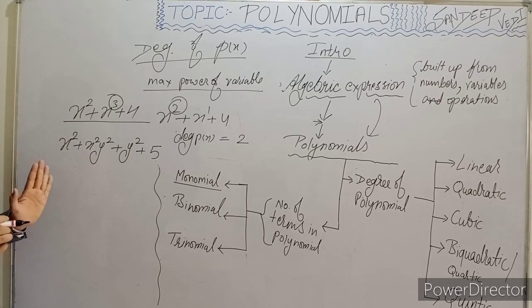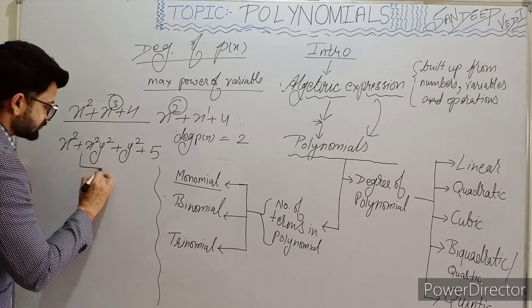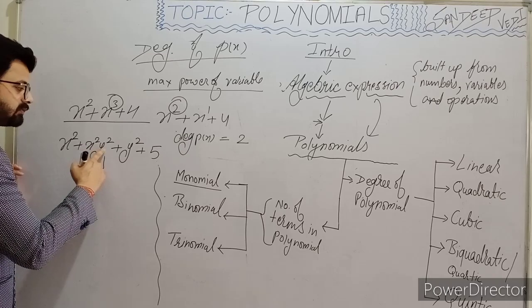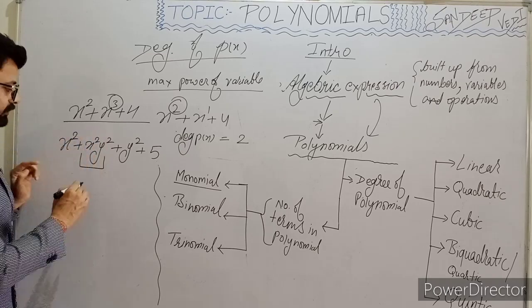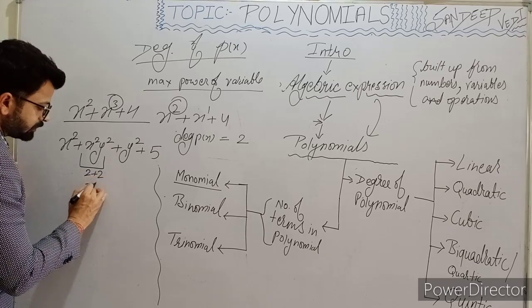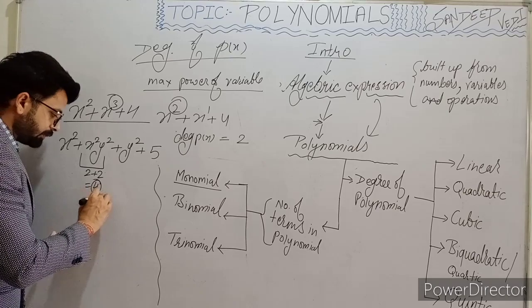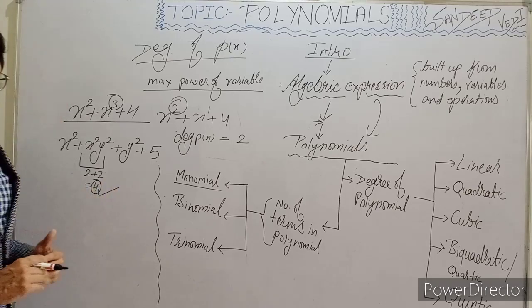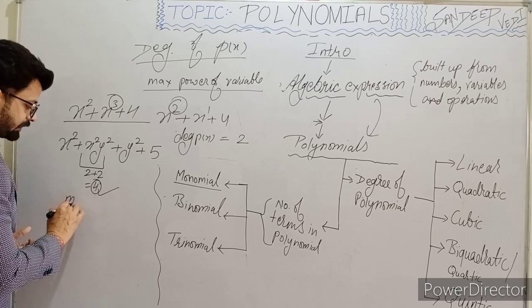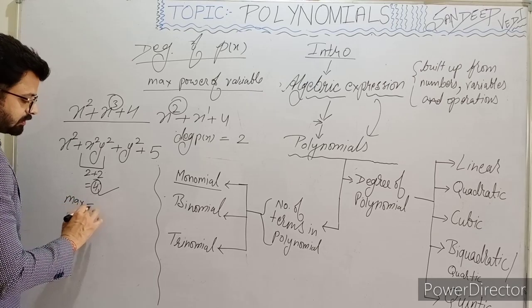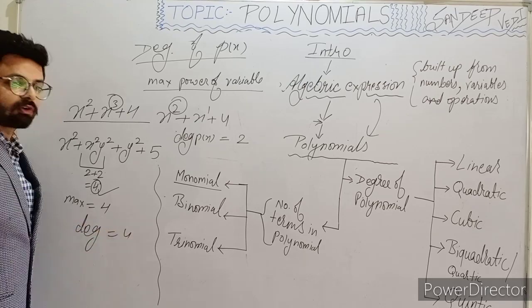At first you might think the maximum power is 2, but you see in this term, one is x and one is y, and 2 is coming from each. Here the total power is 2 plus 2, which is 4. So we will consider this power 4. The maximum power of this polynomial is 4, so the degree of this polynomial is 4.